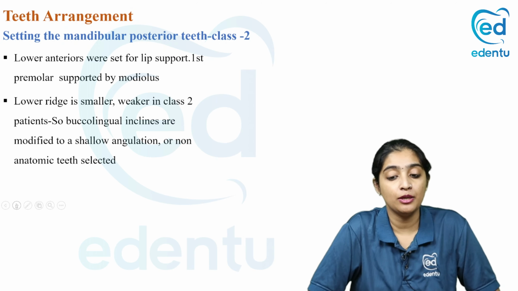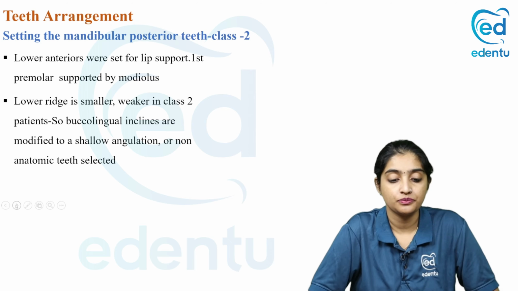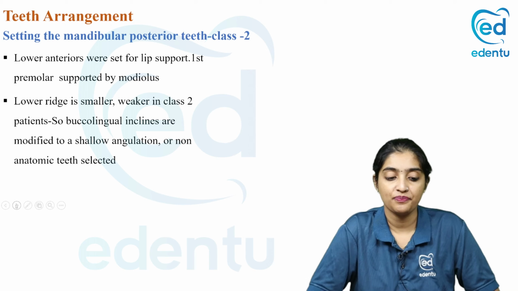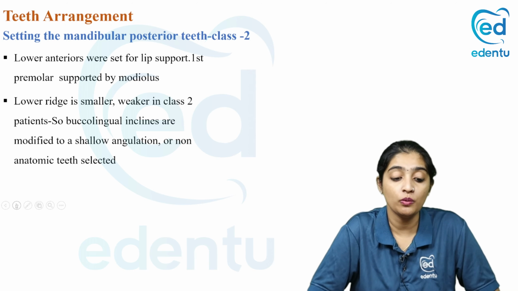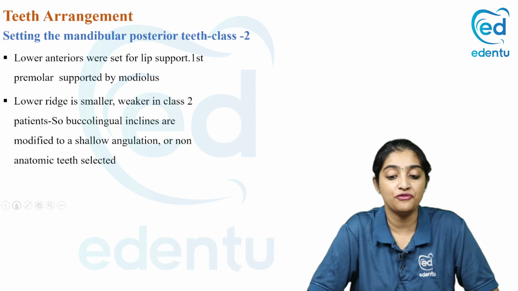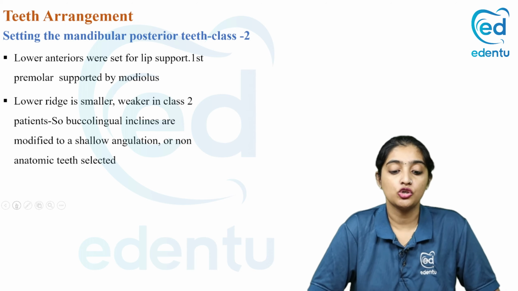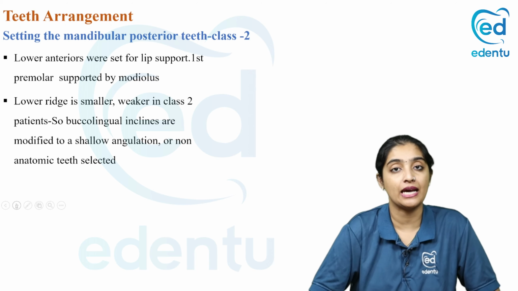Now, setting the mandibular posterior teeth for class 2. The lower anteriors are set for the lip support first. Then the first premolar supported by the modiolus. The lower ridge is smaller and weaker in a class 2 patient. So the buccolingual inclines are modified to shallow angulation or non-anatomic teeth are selected.